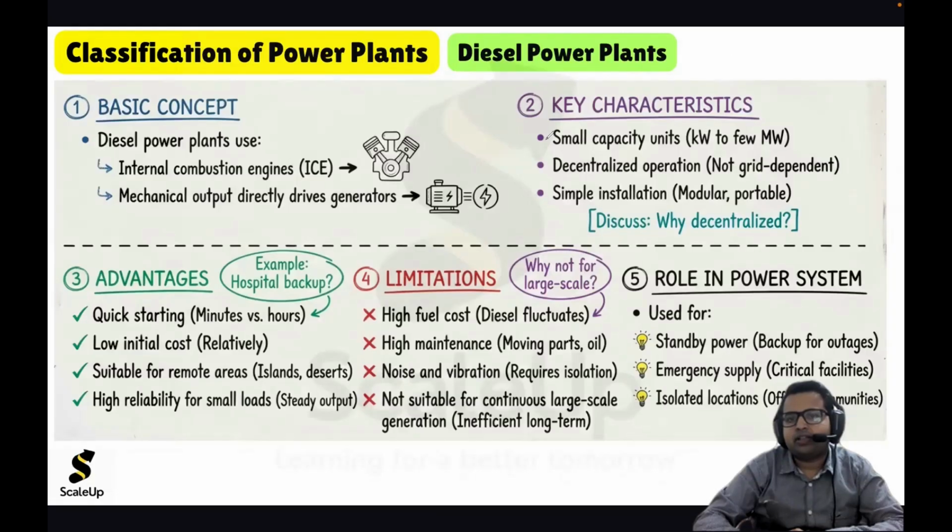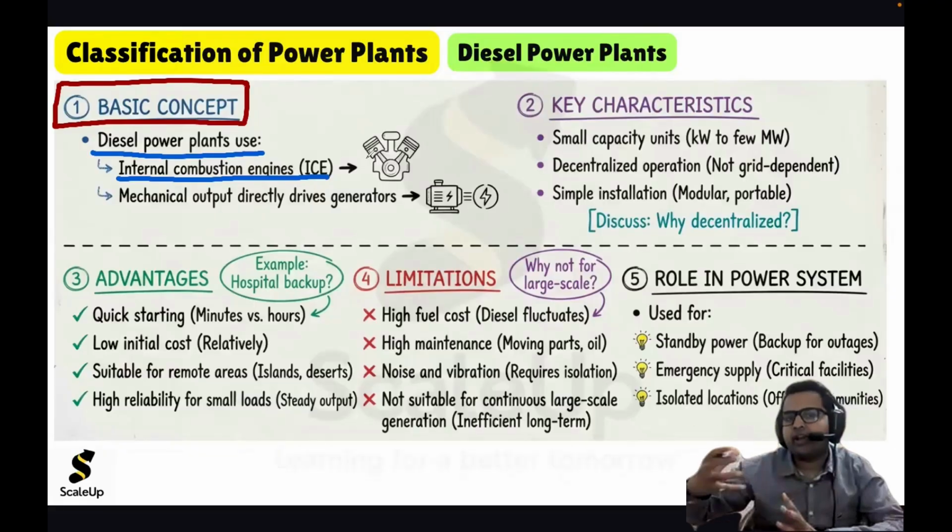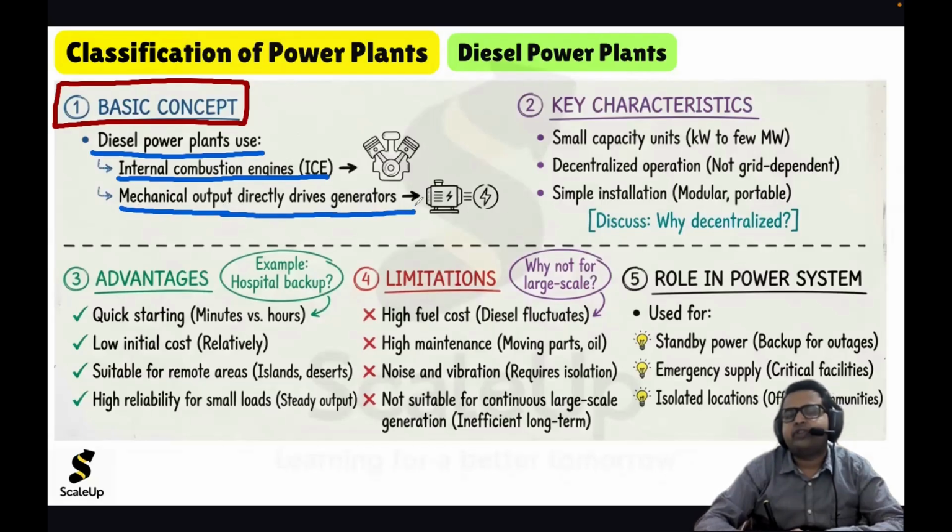Diesel power plants. If we look at the basic concept of diesel power plants, how it works: diesel power plants make use of internal combustion engines wherein we add the diesel, the diesel will burn, combustion will happen, and that internal combustion engine will have a mechanical output, and that mechanical output directly drives the generator, which will generate the electricity. That's the idea of diesel power plants.